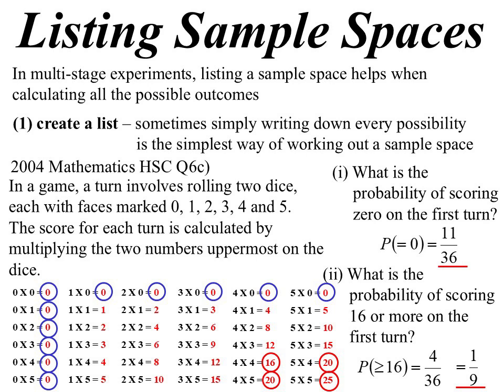Probability, it's at least 16. Well, I use greater than or equal to 16, but don't just write random numbers on the page and expect people to understand what that number represents. Oh, that's 1/9, by the way, 4 on 36.